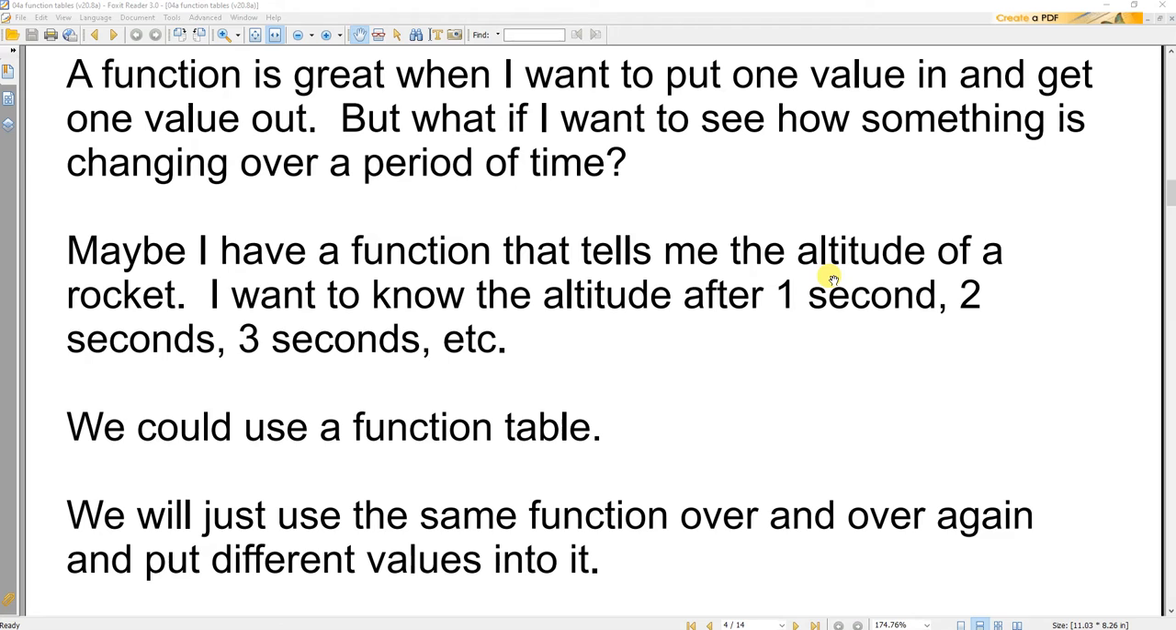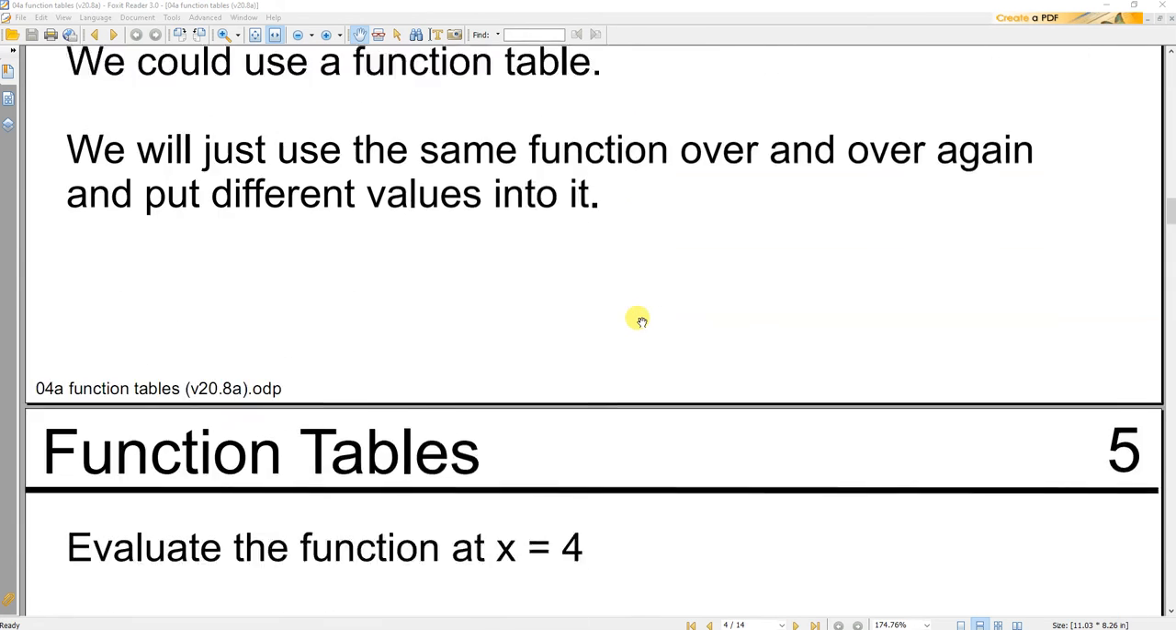But what if I want to see how something is changing over a period of time? Maybe I have a function that tells me the altitude of a rocket. I want to know the altitude at 1 second, 2 seconds, 3 seconds, 4 seconds. I could use a function table for that. We will just use the same function over and over again and put different values into it.